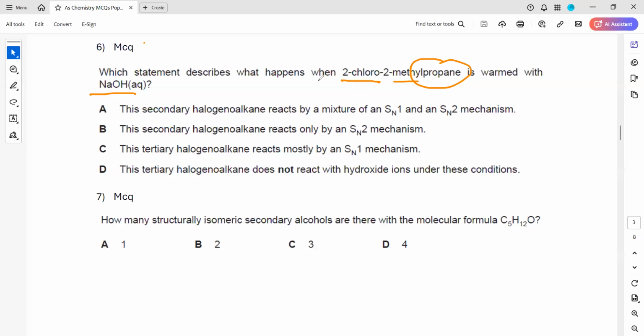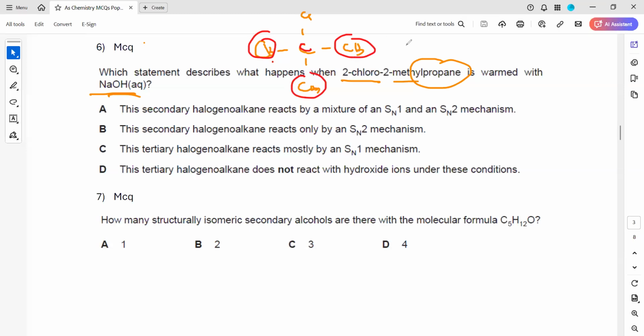So, which statement describes what happened when 2-chloro-2-methylpropane is warmed with sodium hydroxide? We have prop, which means 3 carbons are there. On the second position we have a chlorine, and on the second position we also have a methyl group. What kind of halogenoalkane is this? The carbon attached to the halogen is attached to 3 carbon chains. So this is a tertiary halogenoalkane.